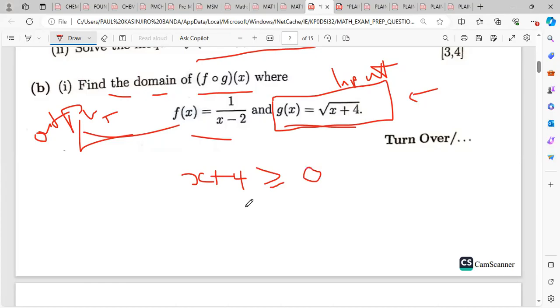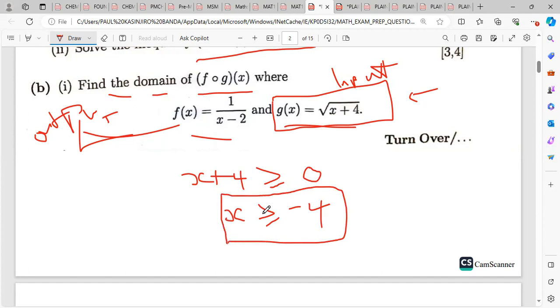Then we solve for x. So x there is greater than or equal to -4. So this here is the domain for this input function. It means that whatever x we put there should be either -4 or greater than -4 for us to get a valid answer there.